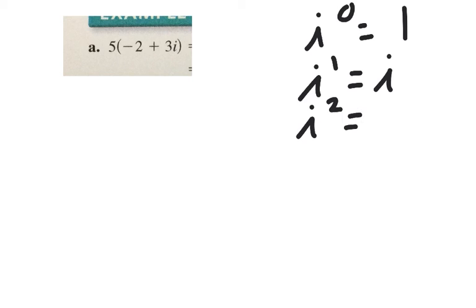i to the 0 is 1. i to the first is i. i to the second is negative 1. i to the third is negative i. That's the way we're going to use it here in complex numbers.